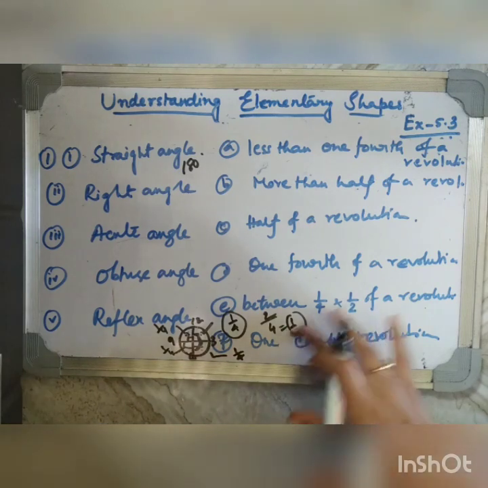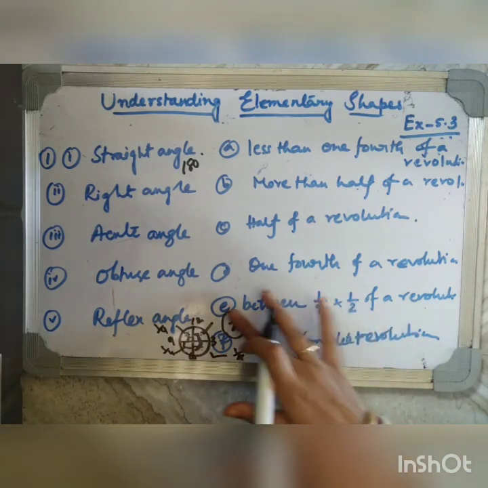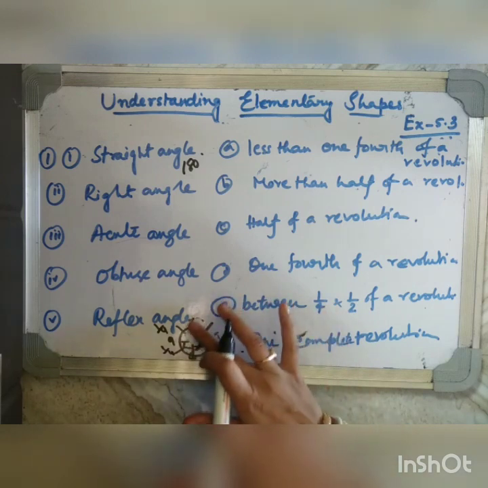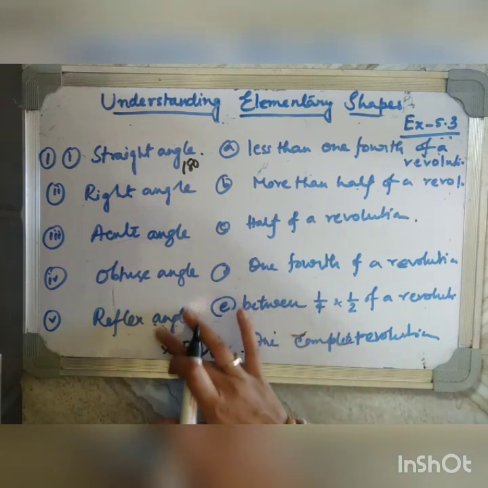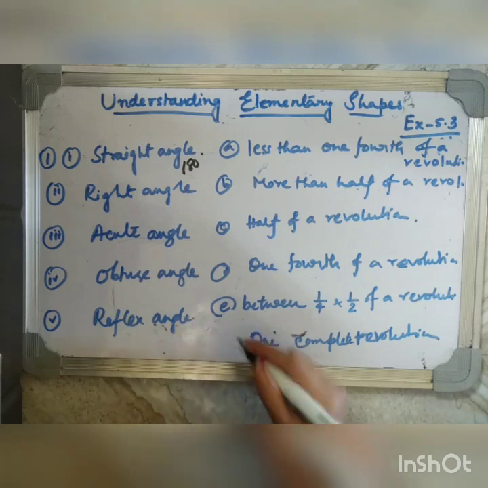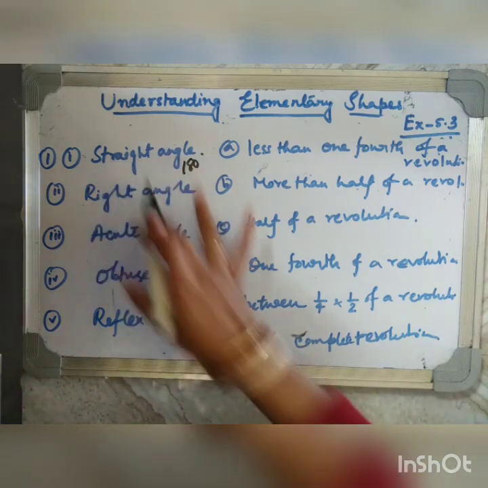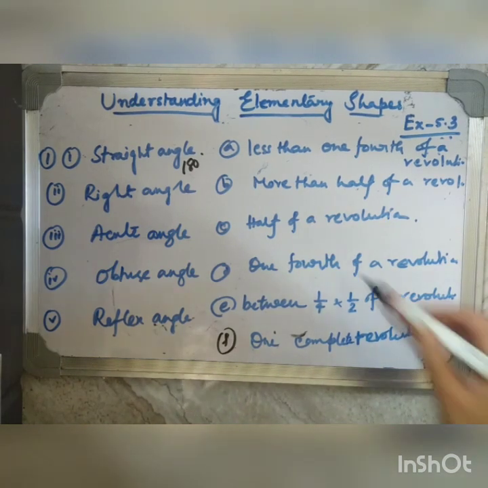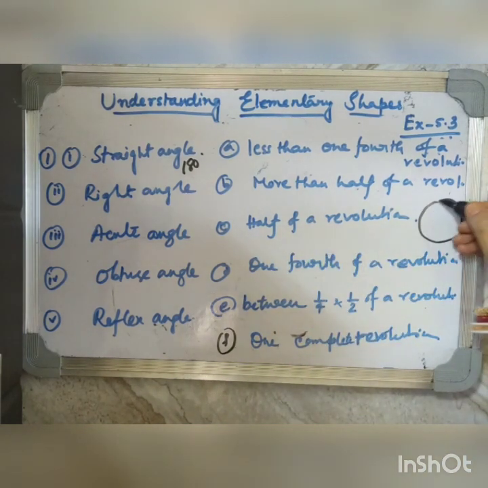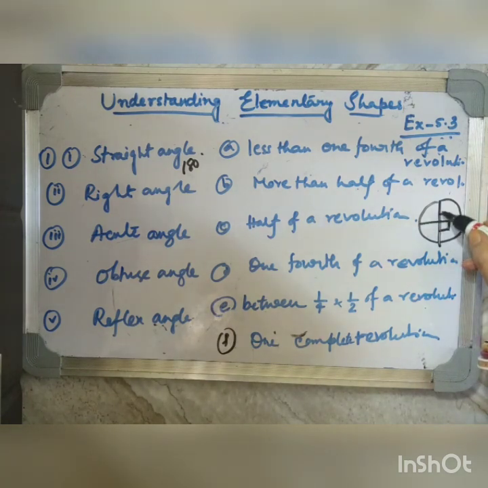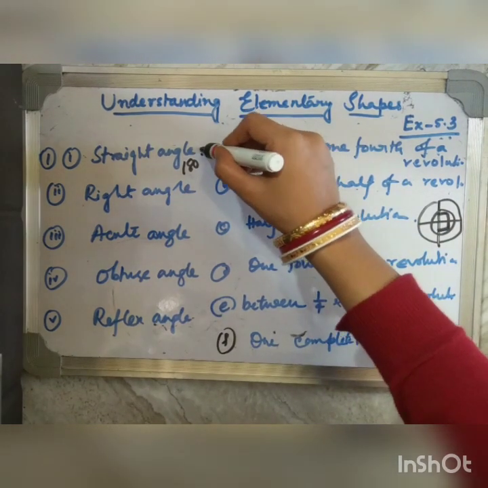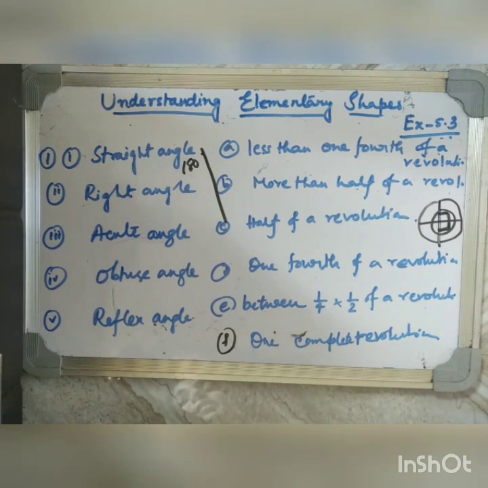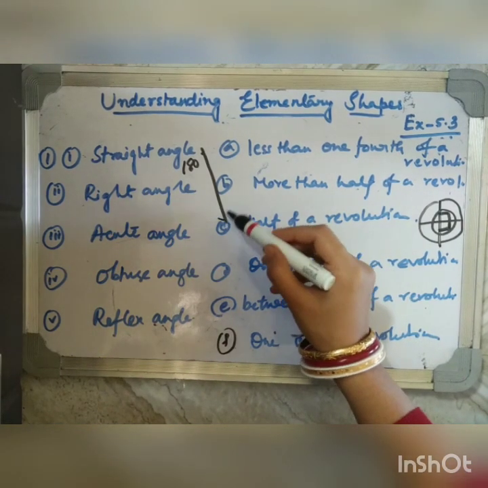Okay. Now in the first option it is written less than 1/4 of the revolution, so let's match it with the next column. Straight angle means 180 degree, which is half of the revolution. 180 means first, second, so this is the complete revolution, and 180 means this much only. So it is half of the revolution. So here column 1 option A will be matched with column 2 option C.